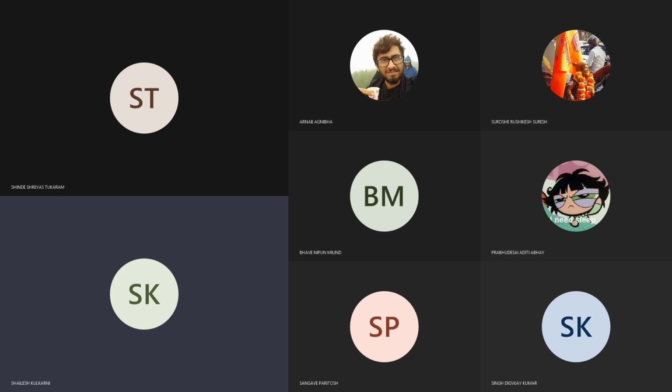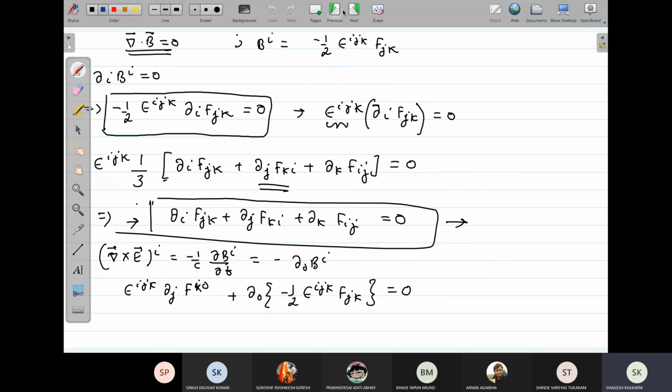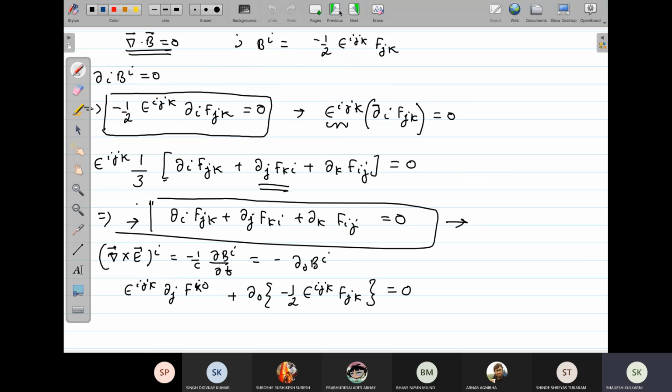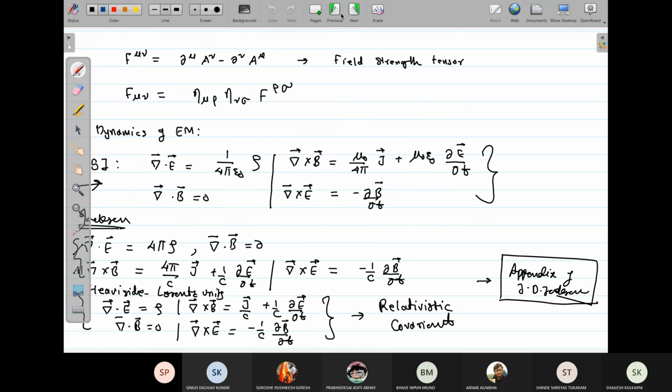Okay, so we start from our previous discussion. We're discussing the covariant form of Maxwell's equations. Remember what we did in the last class. We started with Maxwell's equations, and our aim was to write them in relativistic covariant form.